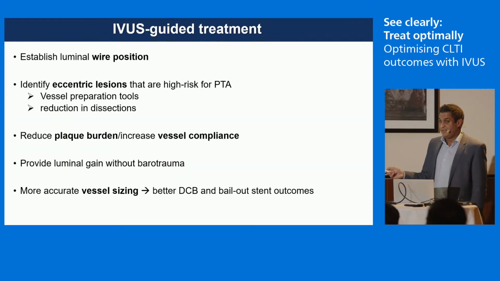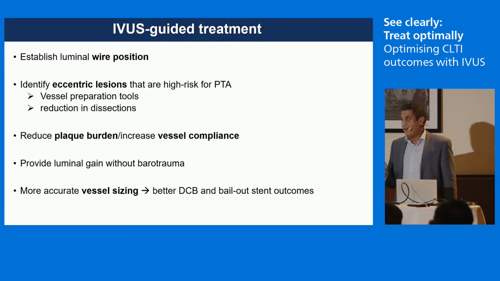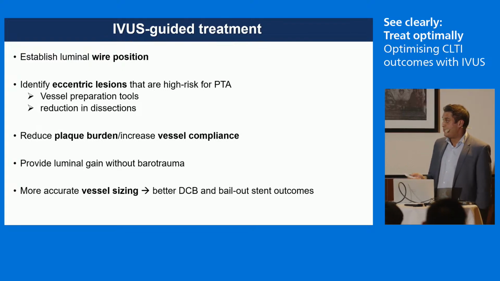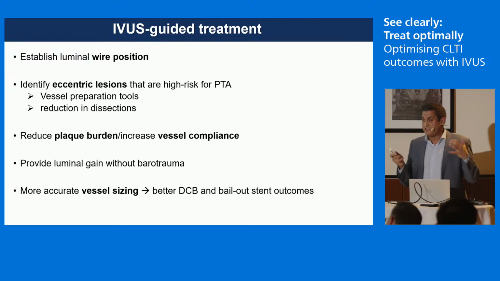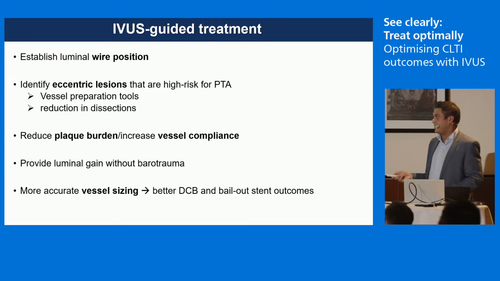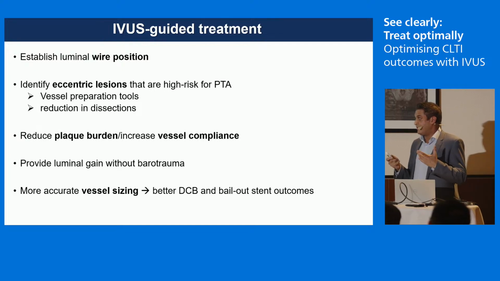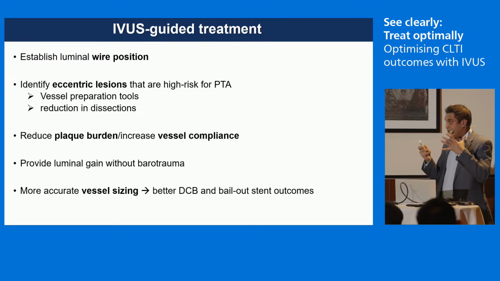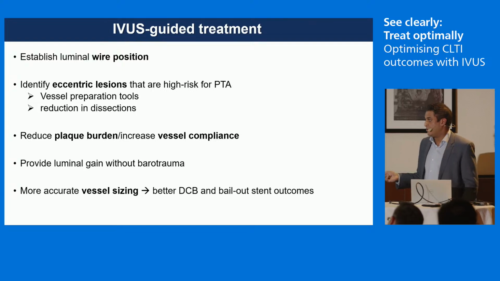So wire position is really important for vessel prep. Identify the lesions that are high risk, the eccentric lesions that are likely to dissect, to determine what vessel preparation you might use. And the aim here is to reduce plaque burden. If you can reduce plaque burden, it means you can treat a vessel with less barotrauma, less risk of dissection. Increasing vessel compliance, especially for tibials, for example, using intravascular lithotripsy or other devices, you have an idea that if I can improve my vessel compliance because it's very calcified, I'm likely to achieve luminal gain.